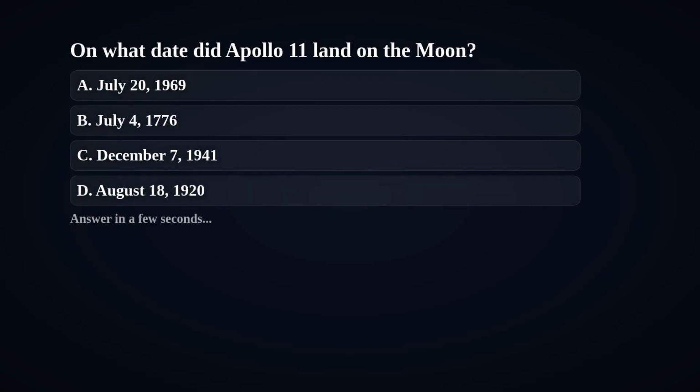Question 25. On what date did Apollo 11 land on the Moon? A. July 20, 1969. B. July 4, 1776. C. December 7, 1941. D. August 18, 1920.